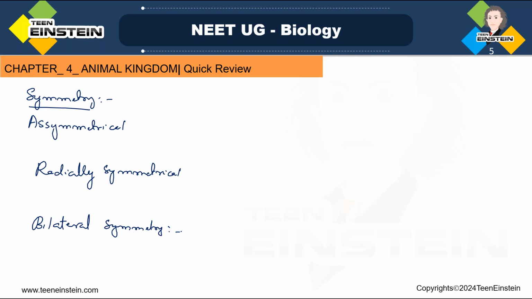That means there won't be any symmetry between the body. Like if we are dividing the body, there won't be any symmetrical portions, right? So that may be asymmetrical. For example, asymmetry you can see in sponges. Then radially symmetrical, that you can see in coelenterates, ctenophores, and echinoderms.